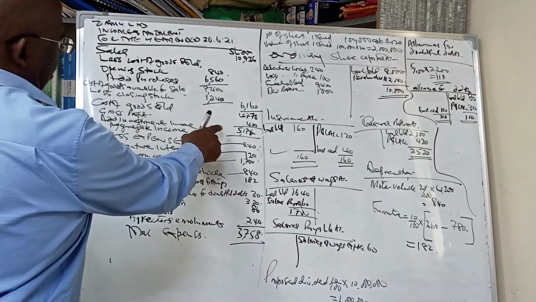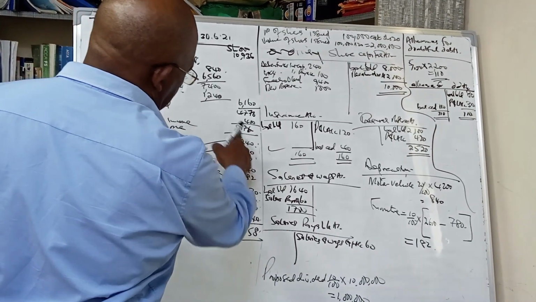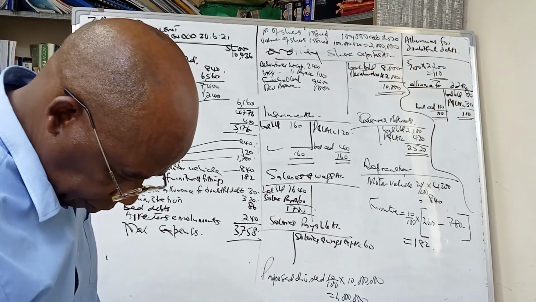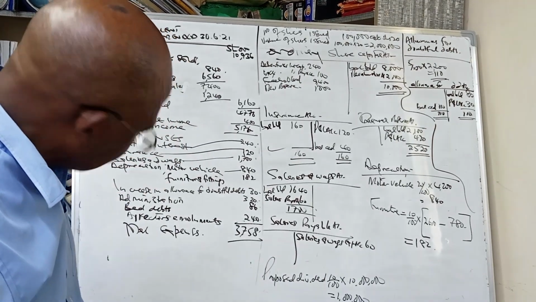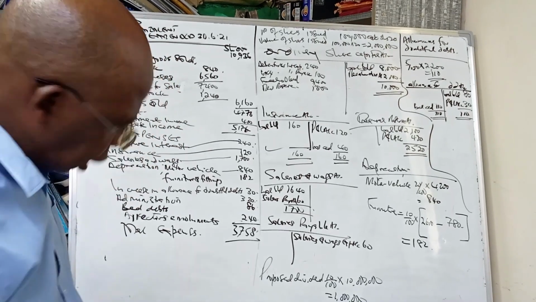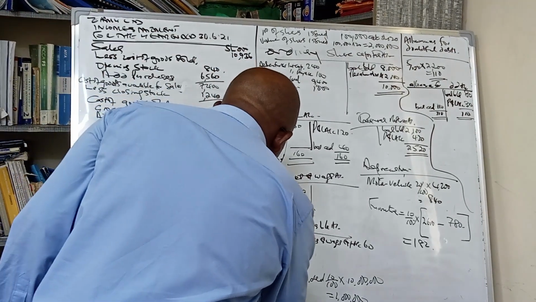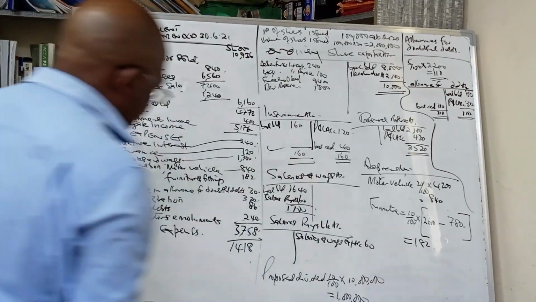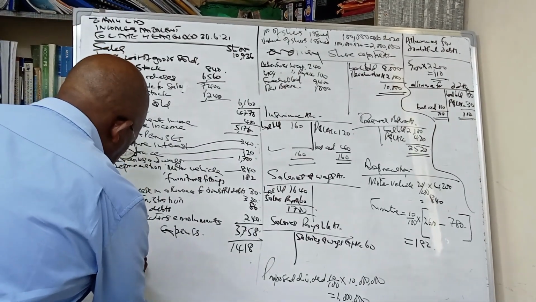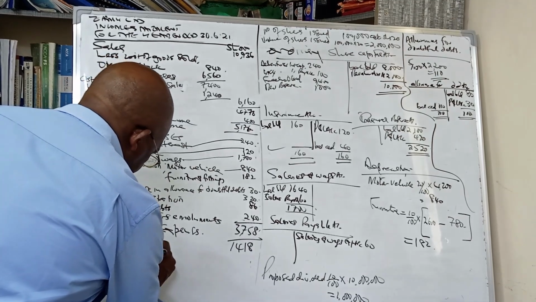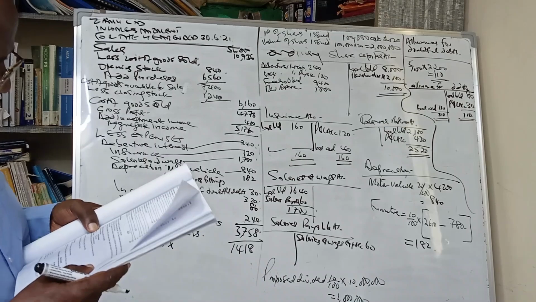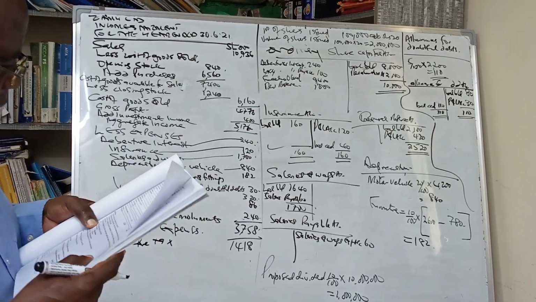So we subtract from 5176 the 3758. We get a profit for the year, profit before tax of 1418. And we are told that our corporation tax is 540.